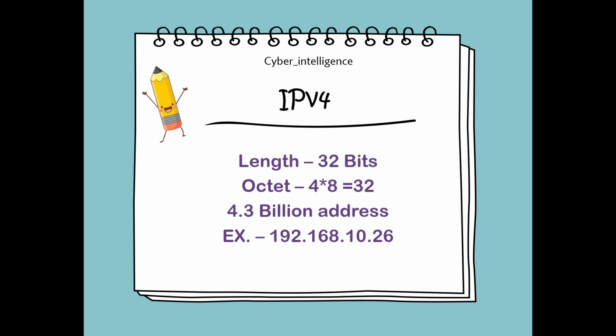Let's move. IPv4. The length is 32-bit. An octet is 4 into 8, which means 32. The range, meaning the limit, is 4.3 billion addresses only. And the example is in front of you.